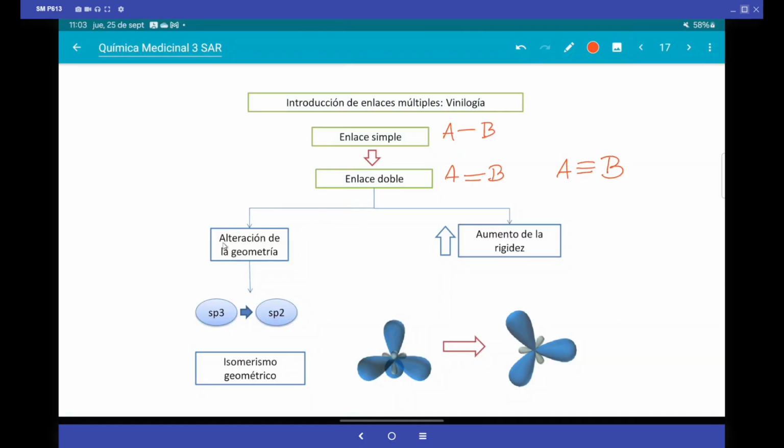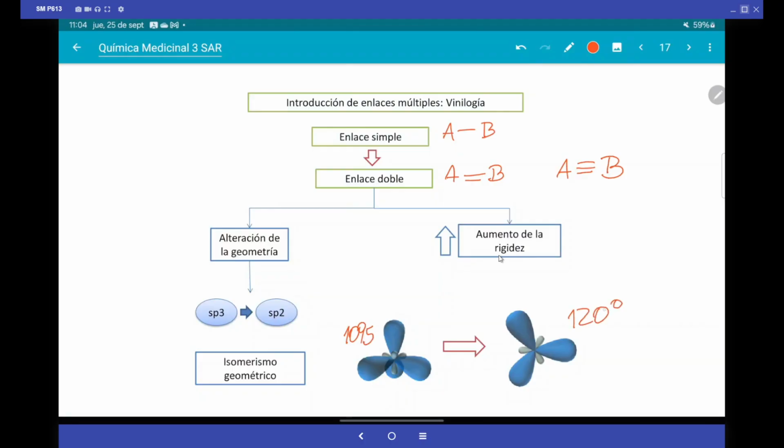But the geometry is drastically altered: we go from having an sp3 hybrid to an sp2 hybrid. We go from a tetrahedral structure to a structure whose sp2 geometry is called trigonal planar. That is, we go from bond angles of 109.5 to bond angles of 120.